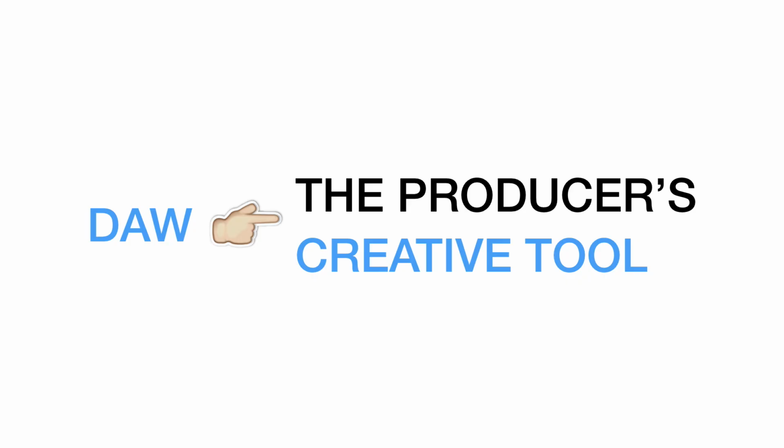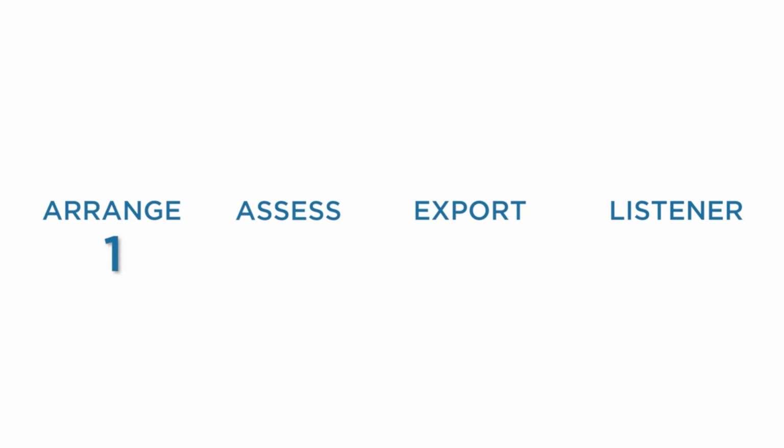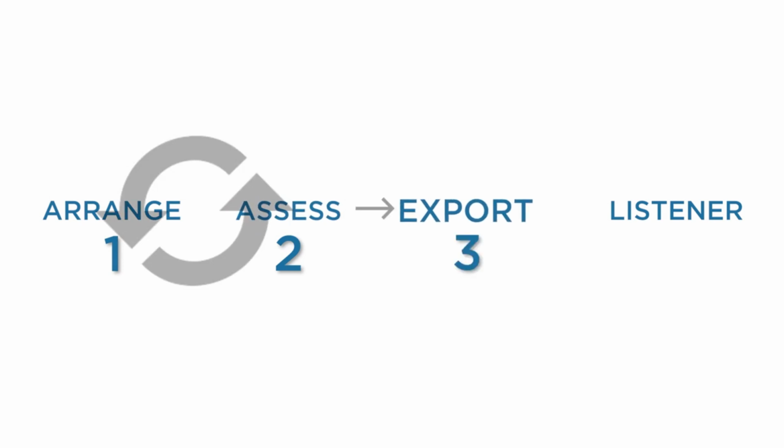This is how a DAW allows you to create music, not by necessarily having to perform any part of your music perfectly, but by allowing you to arrange sounds, assess the result, make adjustments, and eventually export your work into a single audio file that you can share with the listener.